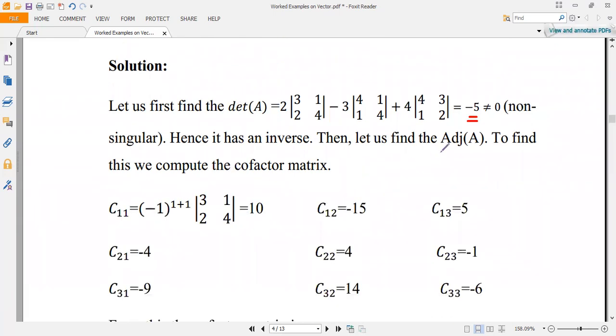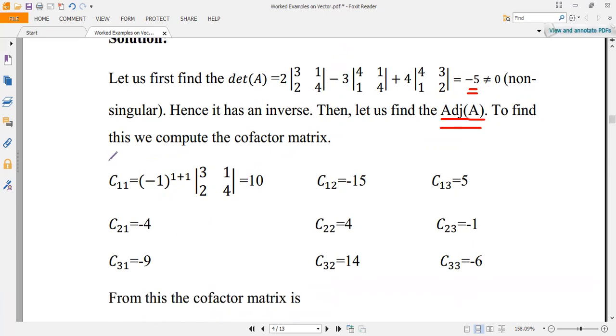So the first task is finding the adjoint of a matrix, as we have done in the previous example. To find the adjoint of a matrix, we are going to determine the cofactor matrix. The cofactor of a matrix is obtained by minus 1 to the power of its position times the minor of each element of the matrix.